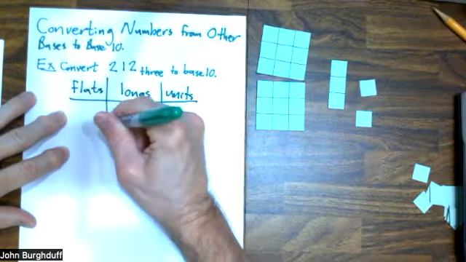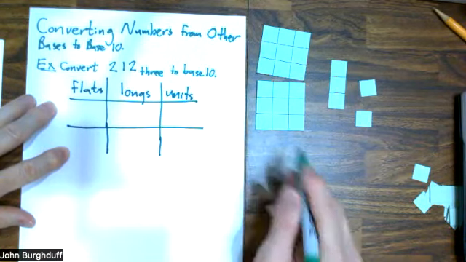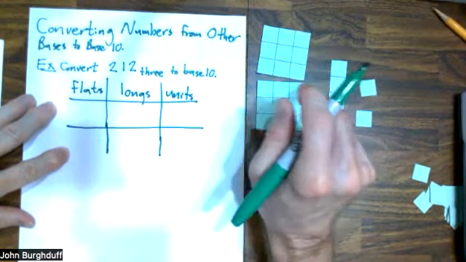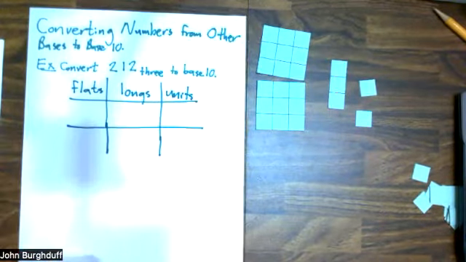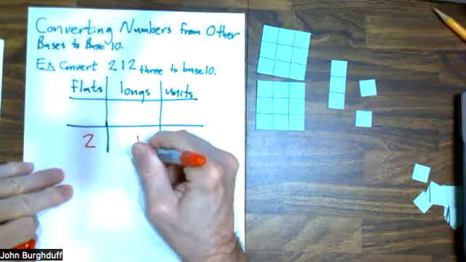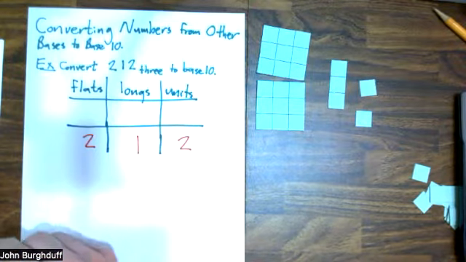Now I'm actually going to leave a little bit of space and create another row in here. So just kind of bear with me. I'll show you what that's about in a minute. But basically in this example, we have 2 flats, 1 long, and 2 units. Let's see what that means exactly.